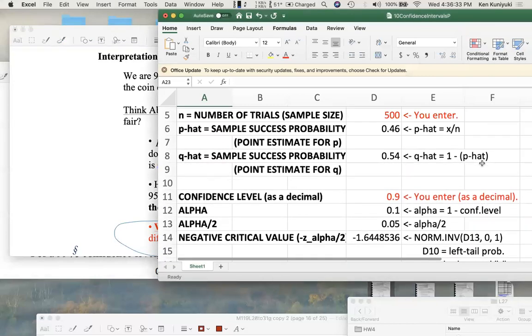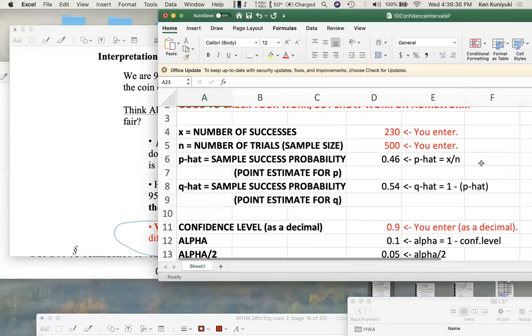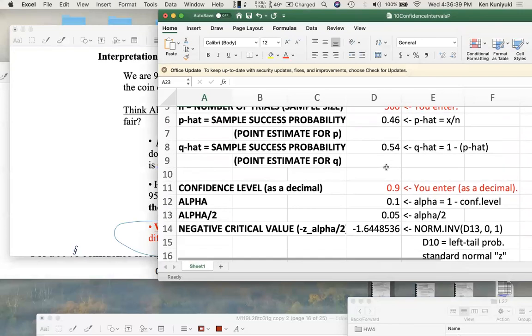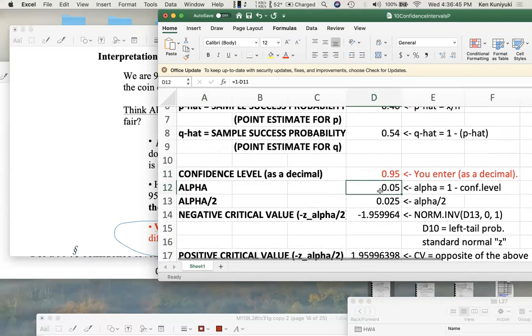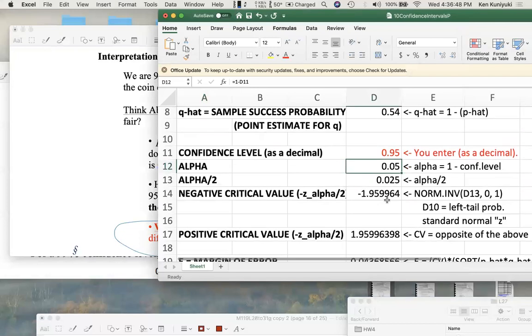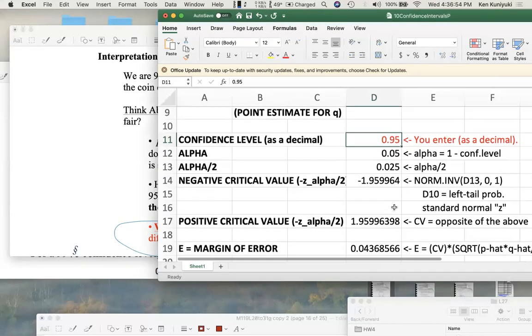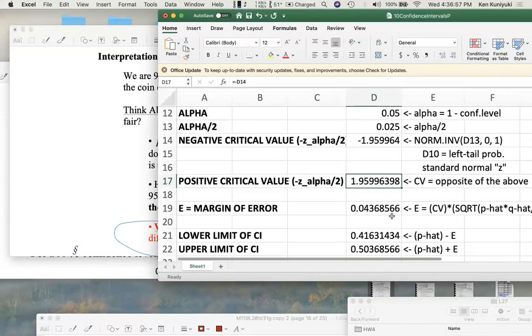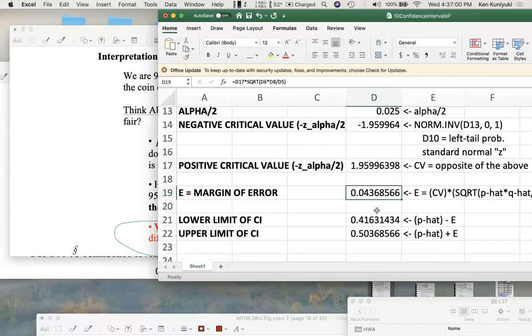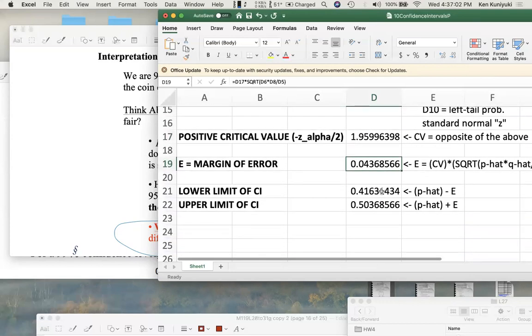Take a look here. Here's how my Excel spreadsheet would show that. I'm going to enter 0.95. Boom. Here's alpha. Here's half alpha, right? Negative 1.96. Sound familiar, right? That's the negative critical value, 95% for Z. Here's his positive partner. Margin of error will be about 0.044. Confidence interval from 0.416 to 0.504. Does this confidence interval contain 0.500? Yes, it does. So we're not ready to call David a liar for a 95% confidence interval.